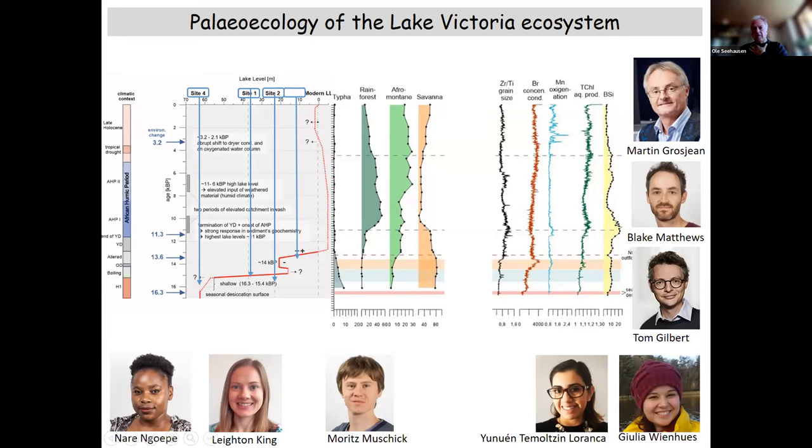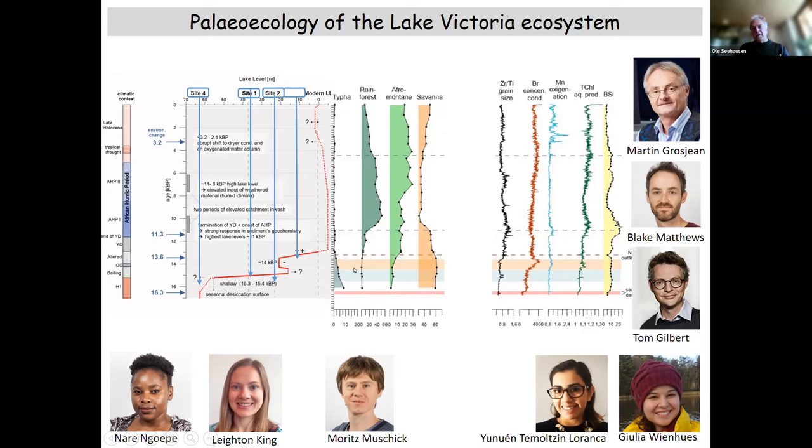We have the groups of Martin Grosjean, paleolimnology at Bern, Blake Matthews, food web ecology and community ecology at Eawag, and Tom Gilbert with ancient DNA in Copenhagen, and Moritz Muschick, my senior postdoc, mostly focusing on ancient DNA work. And then our four PhD students, Nare, Leighton, Yunwen, and Julia, have just reconstructed some really interesting things. I show you here the beginning of the lake down here. These are our four cores. We reconstructed the lake level through time, this is the work by Julia. It was indeed a seasonal desiccation surface around here. When our core starts, it was completely dry just under this, and then it fills up rapidly.